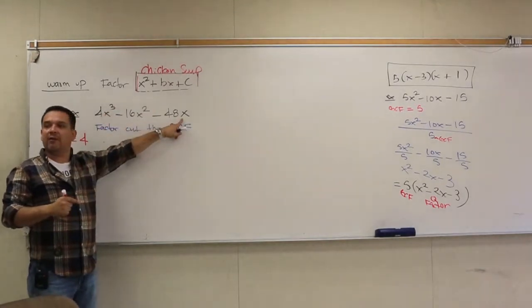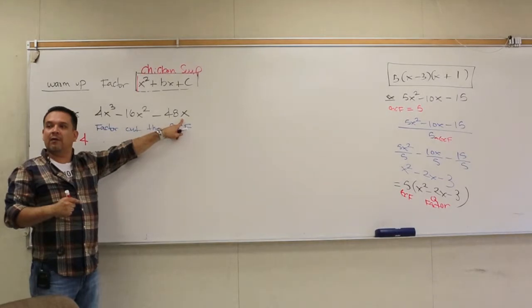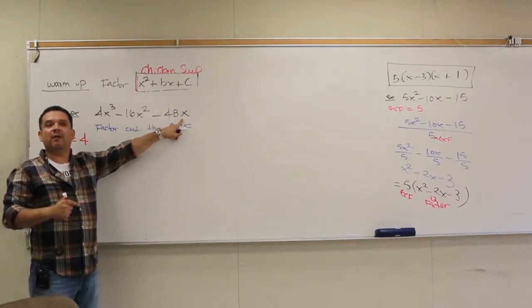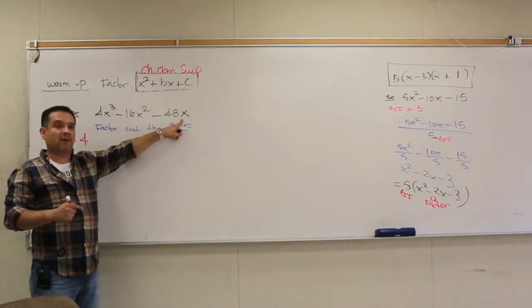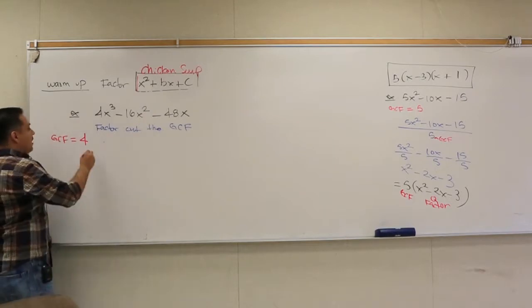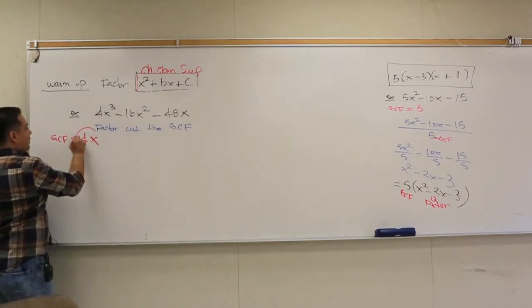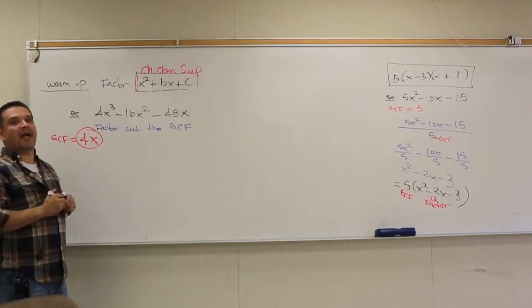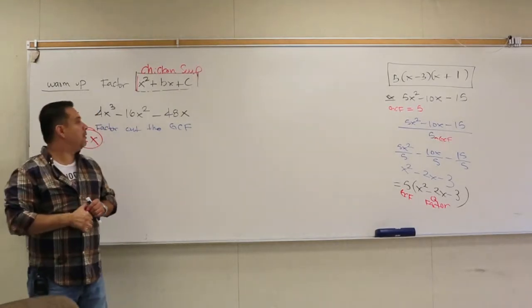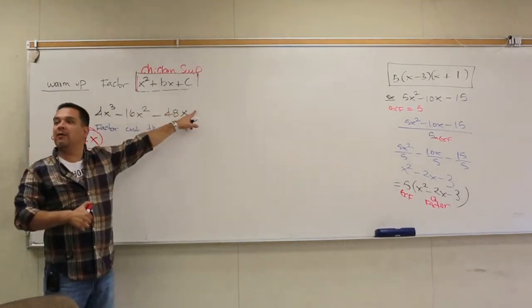What's your greatest common factor? X. Do you guys remember, wasn't it x to the what? Smallest power? You guys remember? So clear out those cobwebs. That's my greatest common factor. It's x to the smallest power. 3, 2, and what? 1.